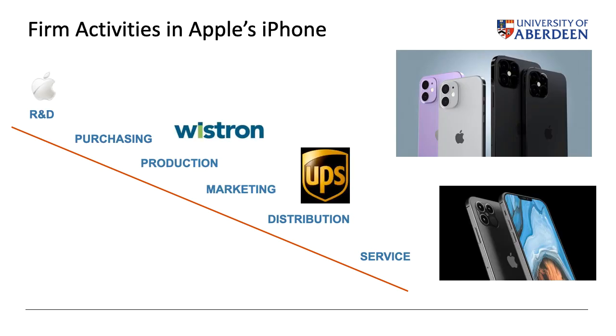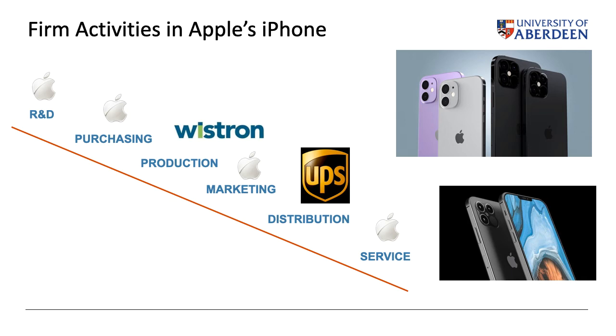So let's discuss Apple. This company outsourced many of the activities of the value chain. Of course, they do the R&D, they do part of the purchasing, but they don't do any of the production. The iPhone 12 will be totally produced in India by Wistron. Then, of course, they're into the marketing, but the distribution is done by somebody else, like UPS or FedEx. And then they go back to the service, of which they do a part.